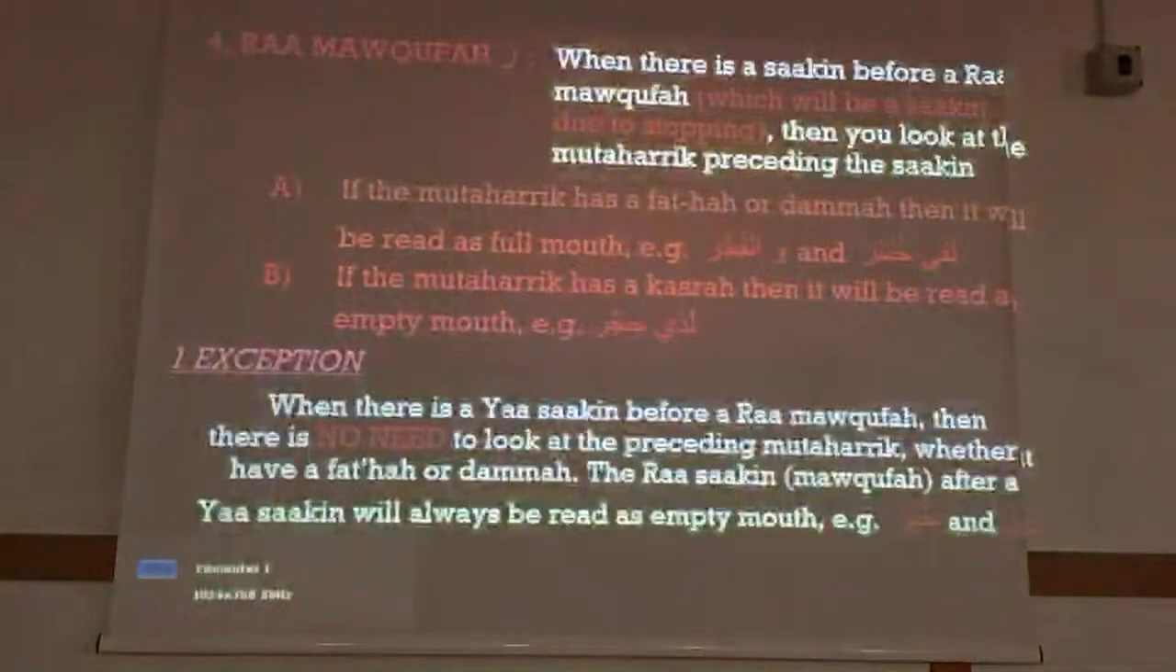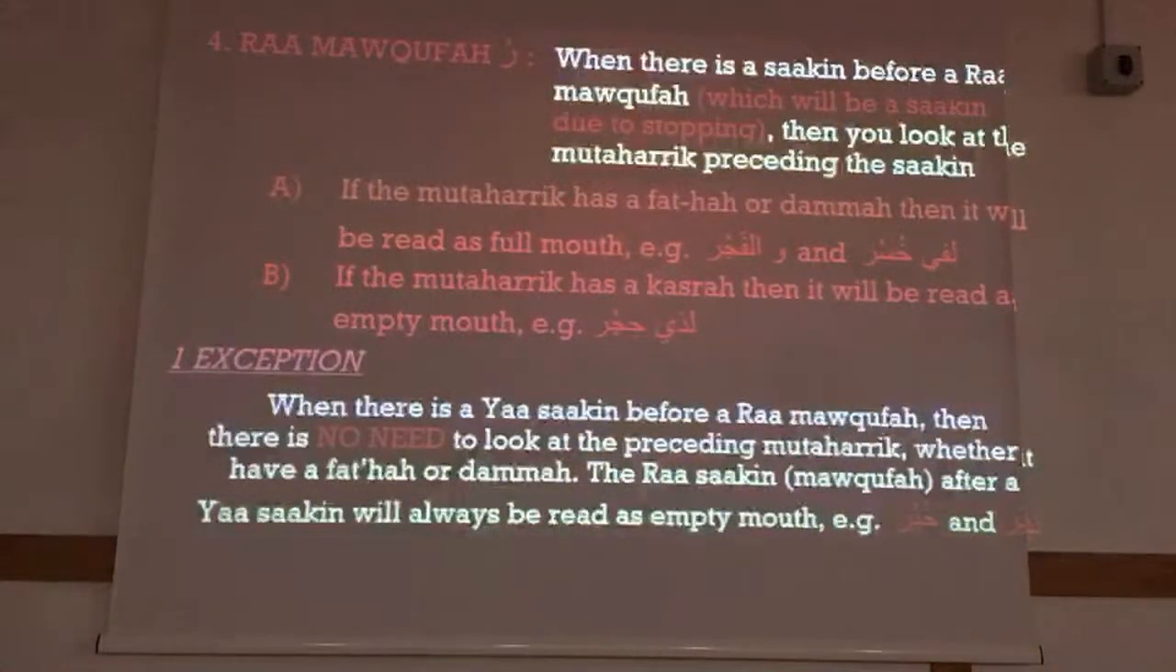But there's one exception. If there is a ya sakin before a ra mawqufa, what do you do? There's no need to look at the letter before anymore. All this time we were looking at the letter before, weren't we? But when there's a ya sakin, stop right there. You don't need to look at the letter before anymore. As soon as you see there's a ya sakin, straight away that ra will be empty mouth.